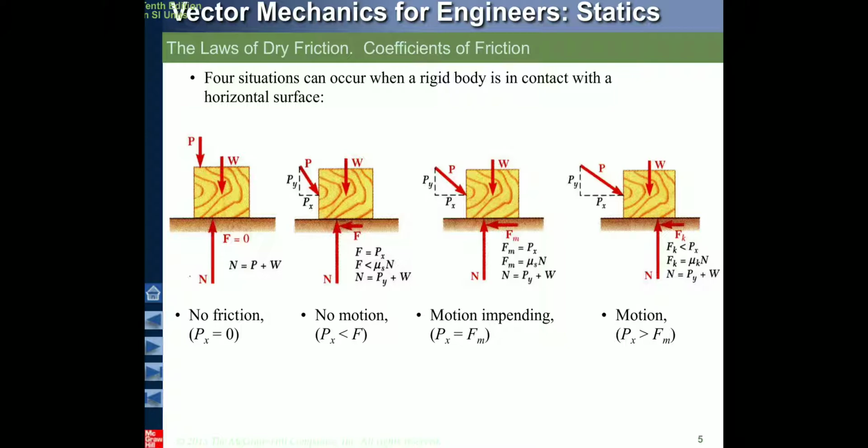Here the block is moving. So applied force has a value greater than the maximum friction value. Here what happened means the block starts moving. Friction force acts in the opposite direction. So here Fk will be acting. So here Px will be greater than Fm, the maximum friction force, mu s into N.